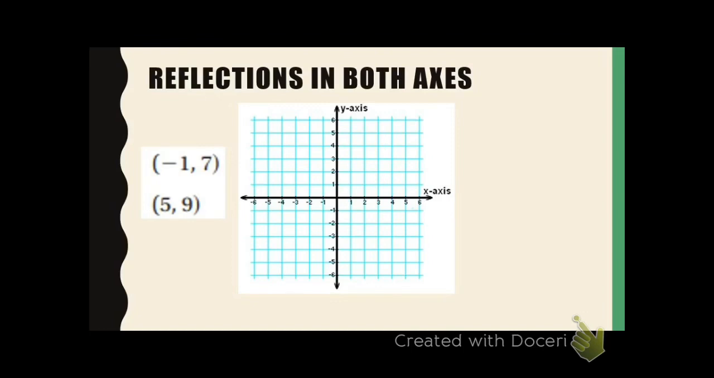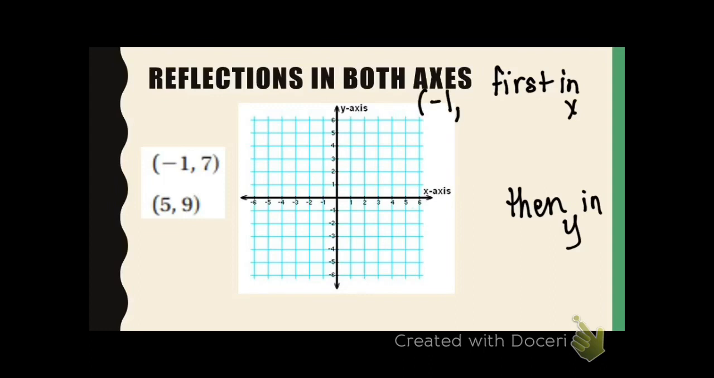Okay, now, if they ask us to do a reflection in both axes, what they mean is, in this case anyhow, we're going to do it first in the x and then in the y. That's what our directions will tell us right now. First in the x, then in the y. So I'm going to take my coordinates -1, 7. If I'm going to change it in the x first, my x stays the same, and I change the sign in front of my y.